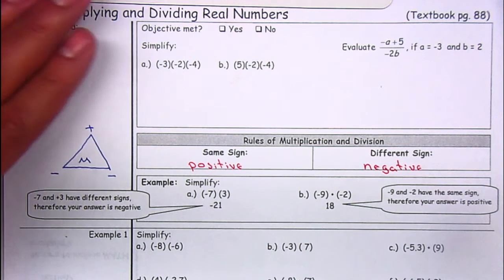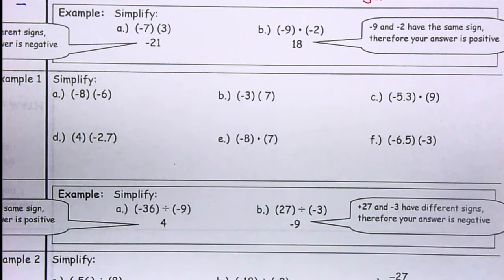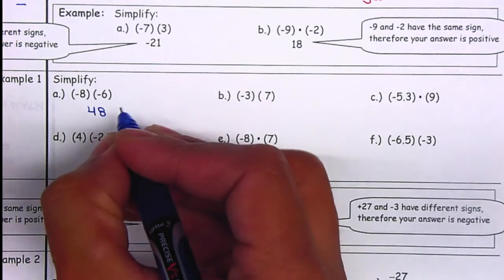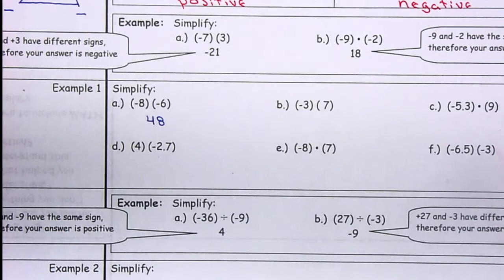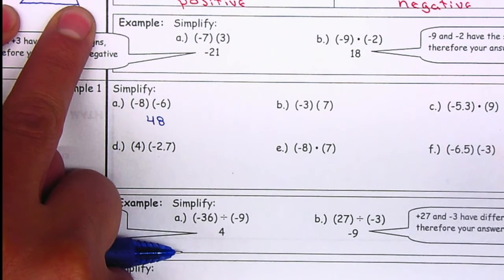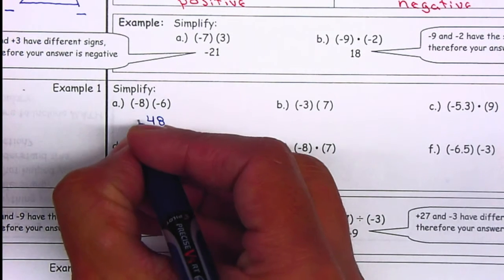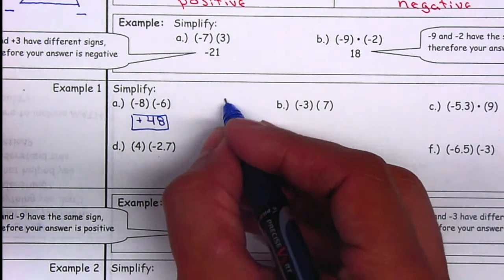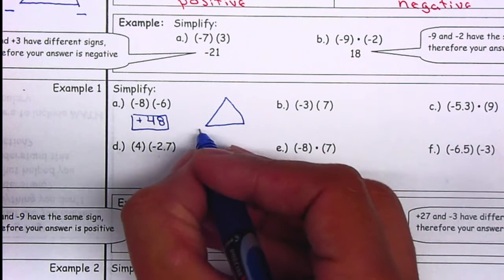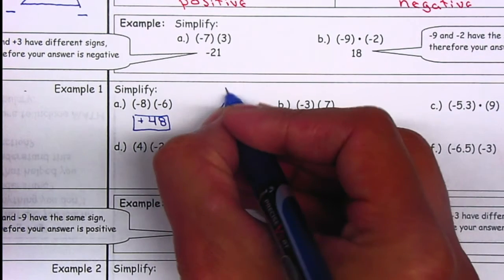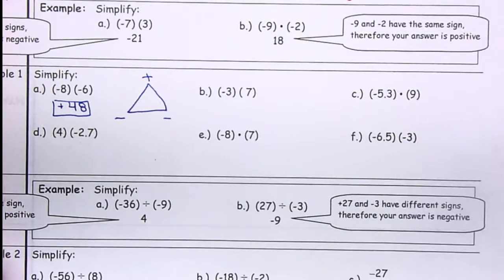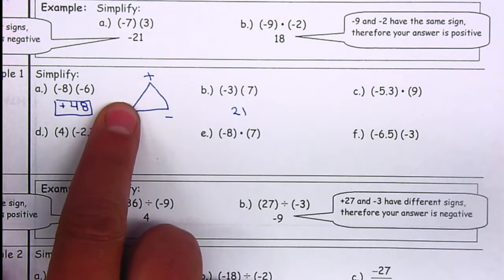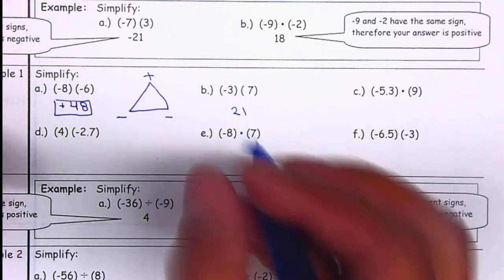So let's go through example number 1. On example number 1, we're multiplying 8 times 6, which will be 48. If you multiply a negative times a negative, your answer will be positive. I'm not going to draw the triangle here, so we have it at hand. Negatives on the bottom and a positive on top. For the next one, 3 times 7 will be 21. If you multiply a negative times a positive, your answer is negative.